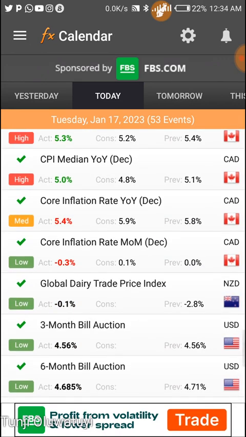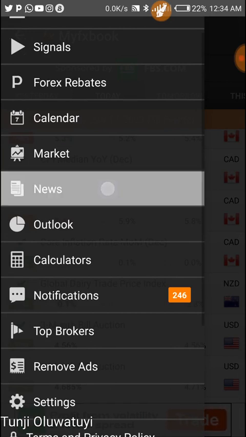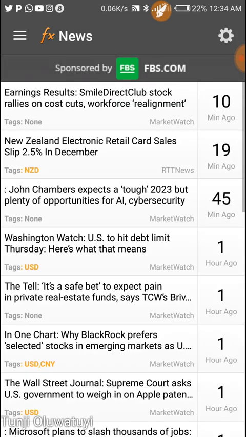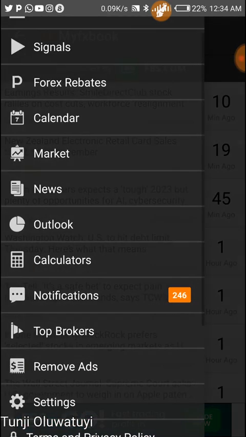So checking the economic calendar is one of the main things on MyFXBook. Another thing is the news. You can get economic news of what is happening around the world now.